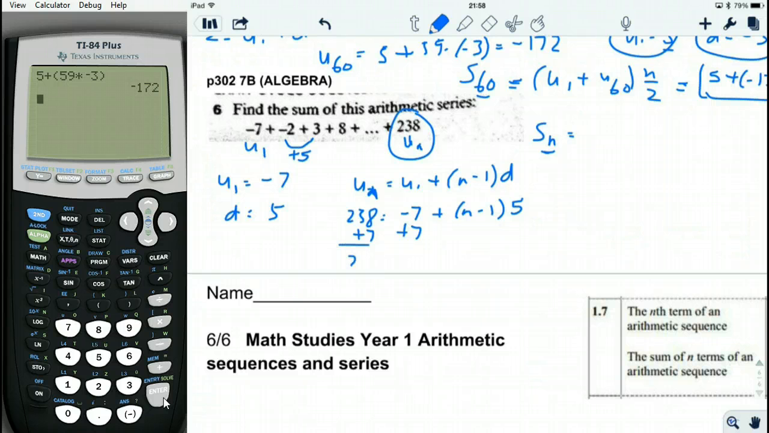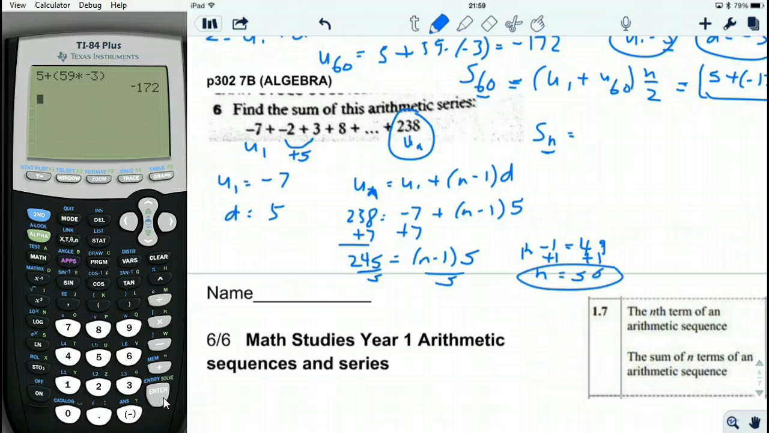238 plus 7 is 245. N minus 1 times 5. So first I divide 245 by 5, so I get n minus 1 equals 245 divided by 5 is 49. And n minus 1 equals 49, add 1 to both sides, n equals 50. Okay, so we know n is 50, so actually what we want is S50.